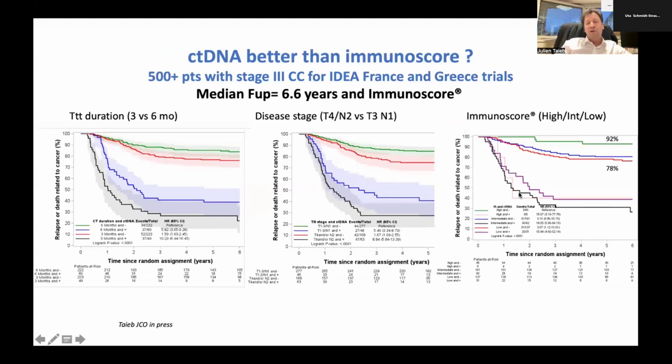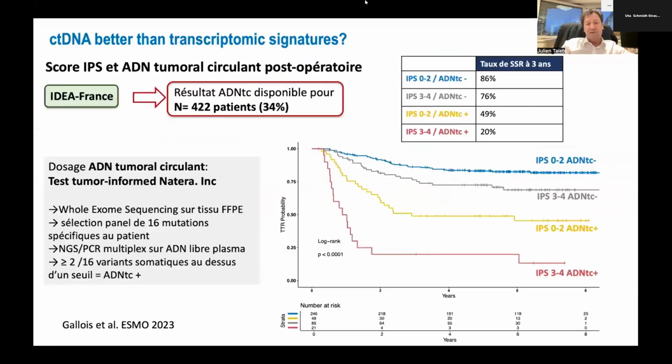And for immunoscore, that was not very discriminant in ctDNA positive, but in ctDNA negative, immunoscore can discriminate between patients with a 78% disease-free survival at 3 years for patients with low immunoscore versus 92% of patients cured at 3 years in high immunoscore. So it seems that ctDNA is interesting, but that we can still improve ctDNA performances with other factors.